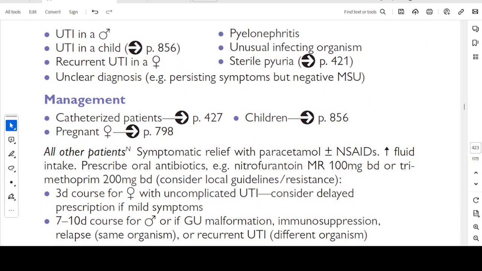So as we have discussed before, when you have to send for EGFR testing, PSA sample in males and renal ultrasound: UTI in a male patient, UTI in a child, recurrent UTI in a female, unclear diagnosis, persistent symptoms but negative midstream sample. Pyelonephritis, so symptoms are persisting of UTI but microscopy is negative, so you will send for an ultrasound. Pyelonephritis you are suspecting, unusual infecting organism, sterile pyuria, that is WBCs in the urine. In that case, you have to send for ultrasound.